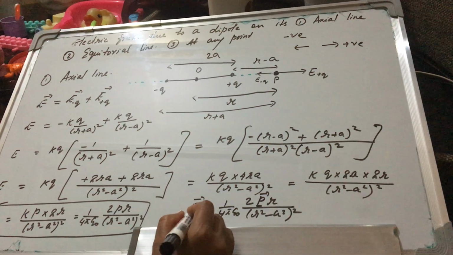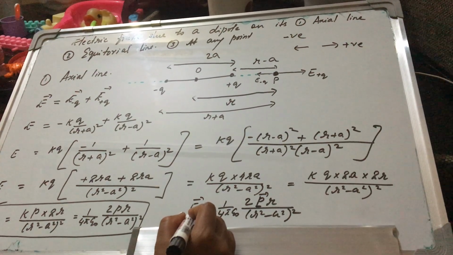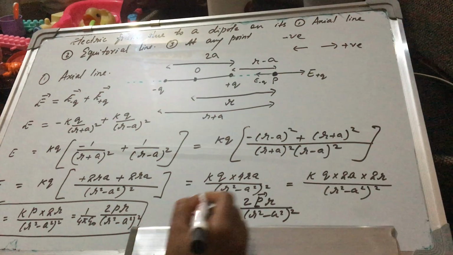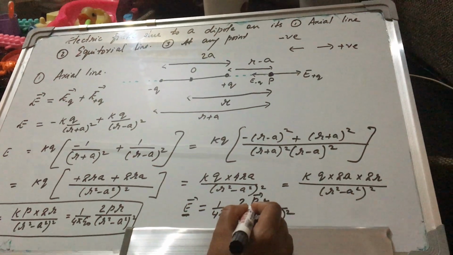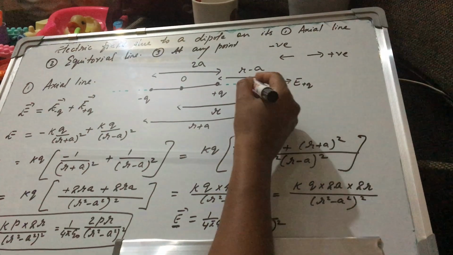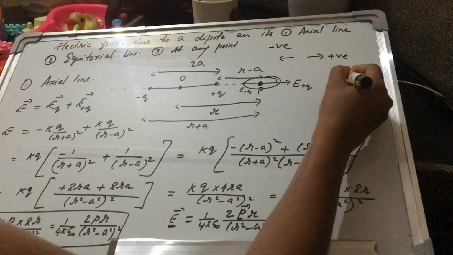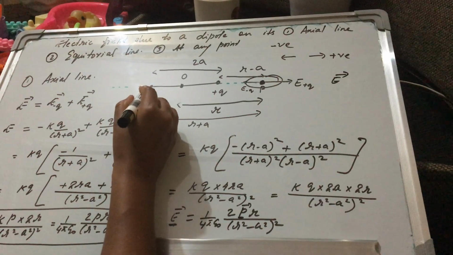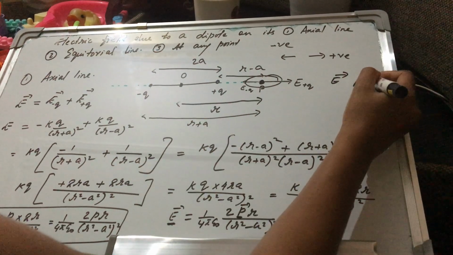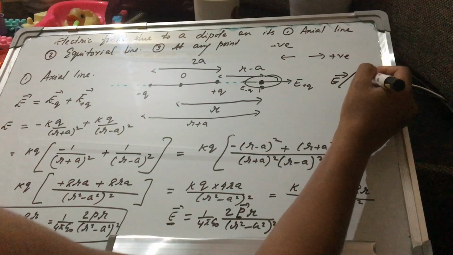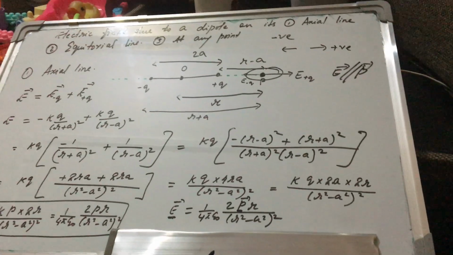The direction of the electric field due to the dipole on the axial line is the same as the direction of the dipole. We can even see the direction of the net field here. The direction of the net field is in this direction, right? And the direction of the dipole is also in this direction. That means we can call them parallel to one another.